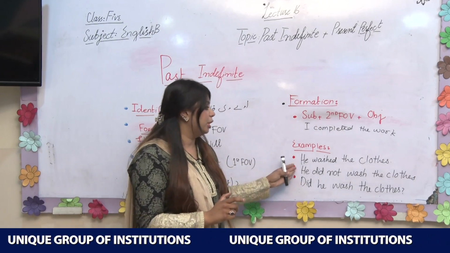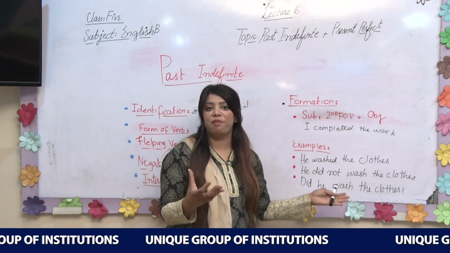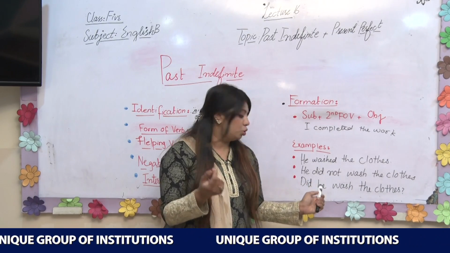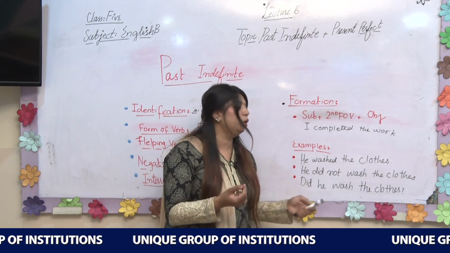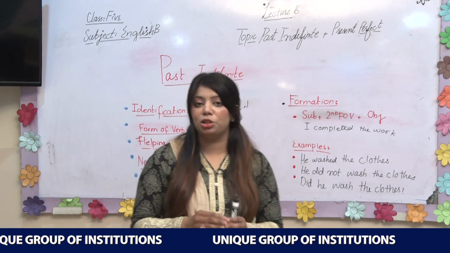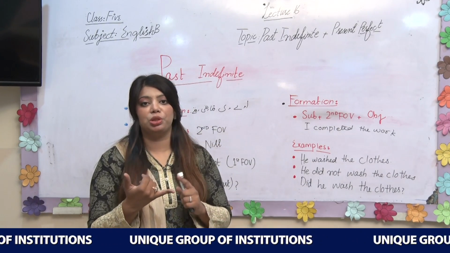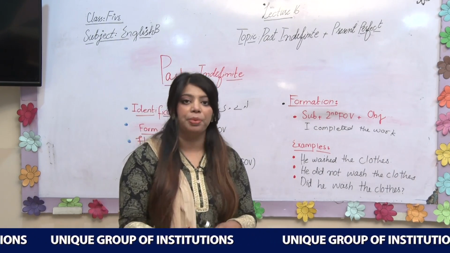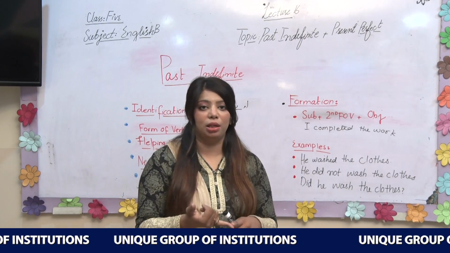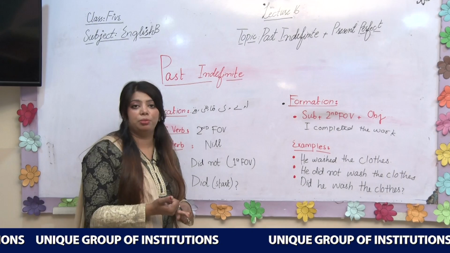Here are the examples. He washed the clothes is the simple past indefinite one. He did not wash the clothes. When it comes to interrogative, did he wash the clothes? The tense past indefinite is the easiest one. There is no helping verb over here. When we use did, we always use the first form of the verb. Identification is a, i, e, ta, thi and the, and we use the second form of the verb.